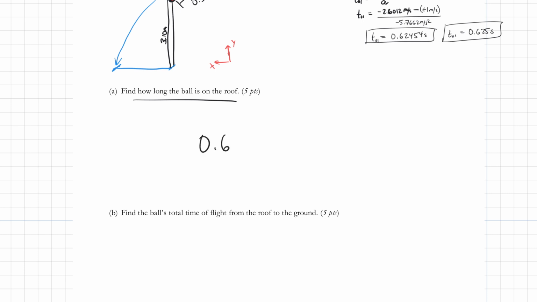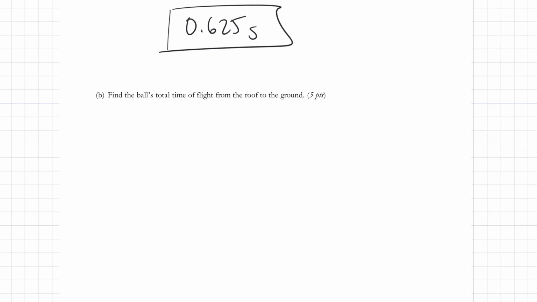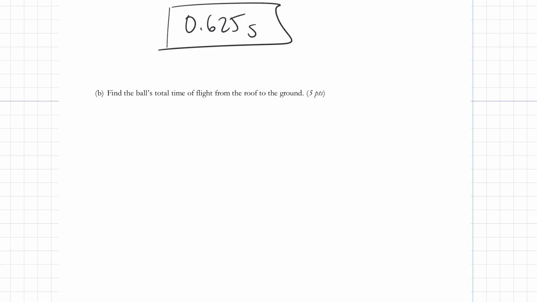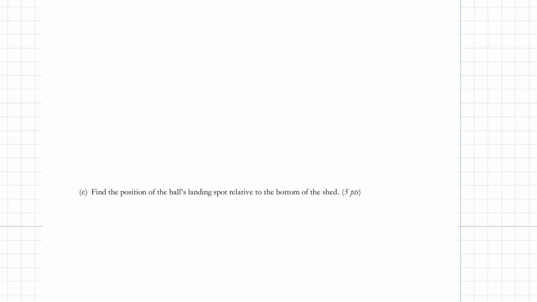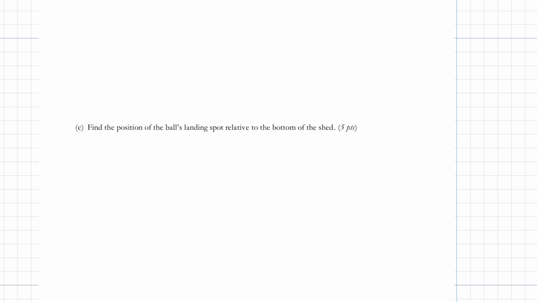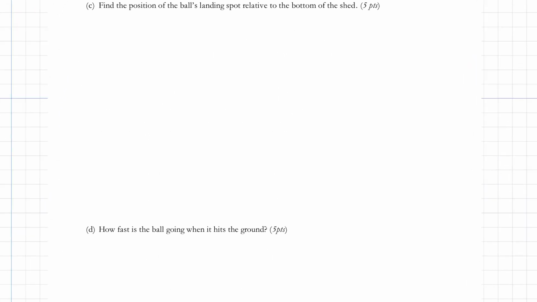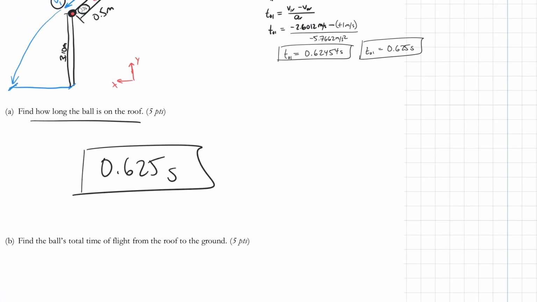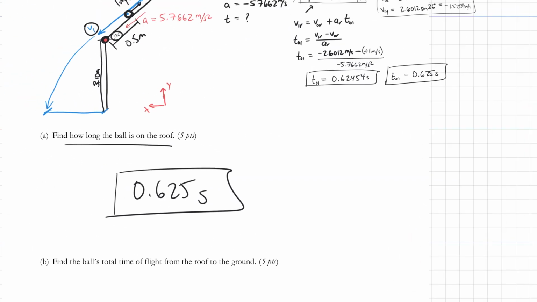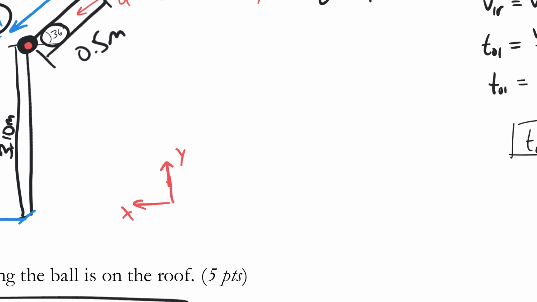Okay, 0.625 seconds. Okay, find the ball's total time of flight from the roof to the ground. Find the position of the ball's landing spot relative to the bottom of the shed, and how fast is the ball going when it hits the ground. Okay, so all those are, we're now on the projectile motion thing. So I'm going to zoom in right here, and I'm going to create my projectile. Let's go down here and do it. Okay, so we've got x and y.